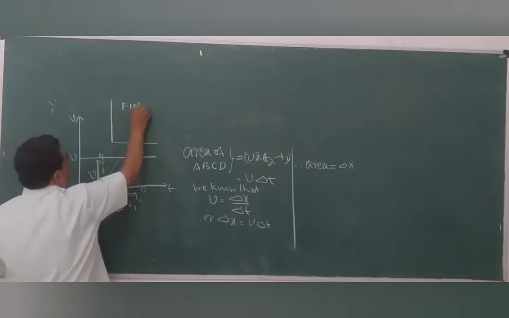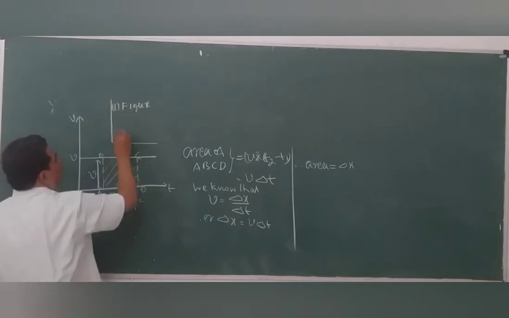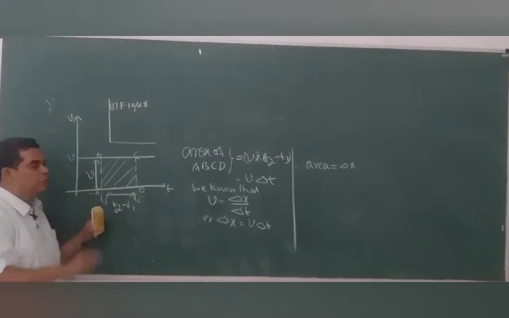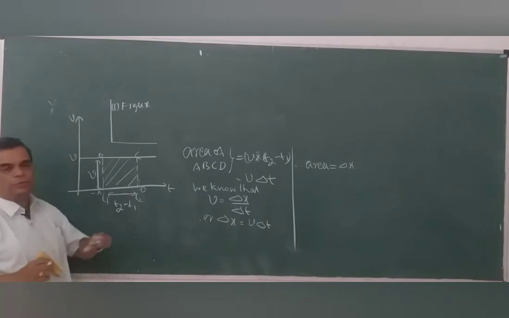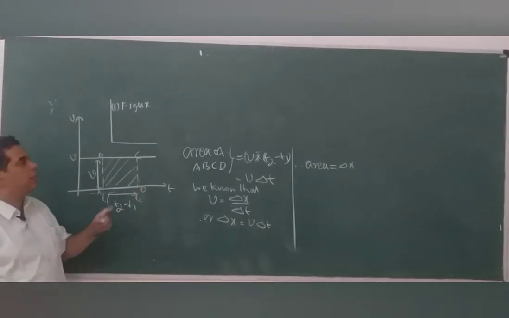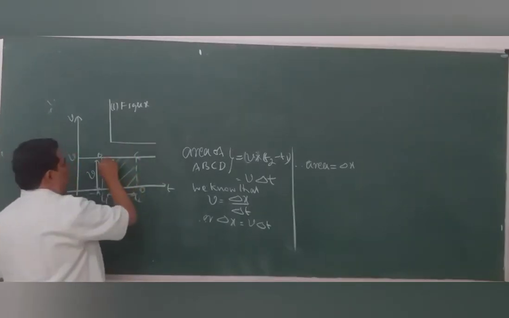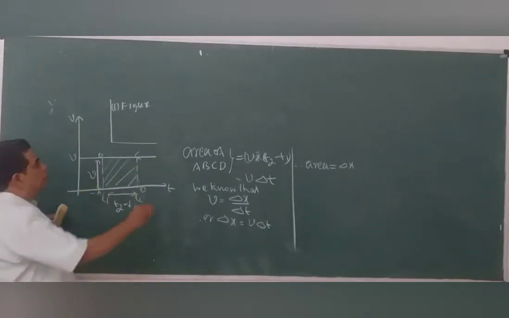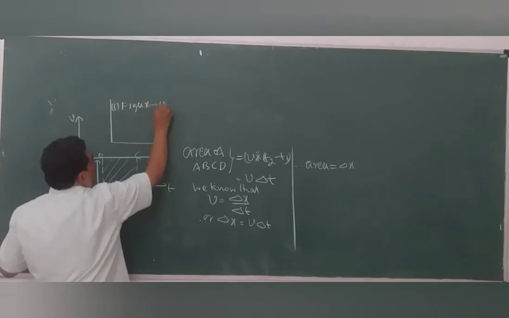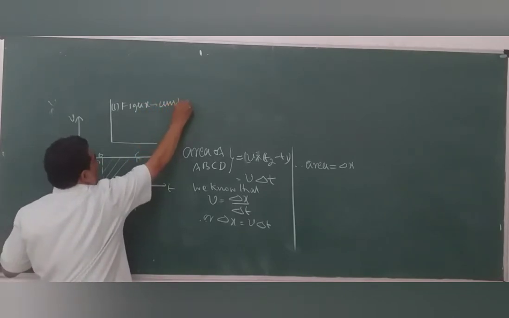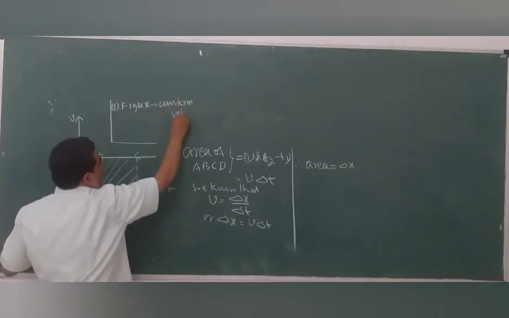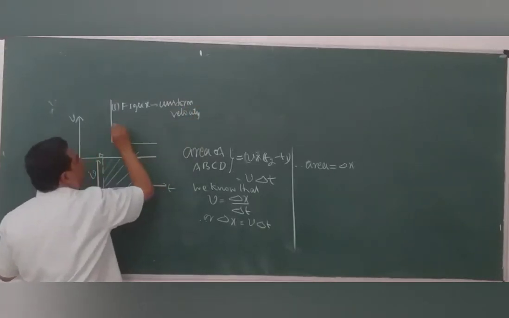Figure, first step. Figure means as soon as you know you are supposed to prove area is displacement, what you get in your mind is a figure for the uniform velocity case. So as soon as you get that question, uniform velocity, just get that also in your mind.